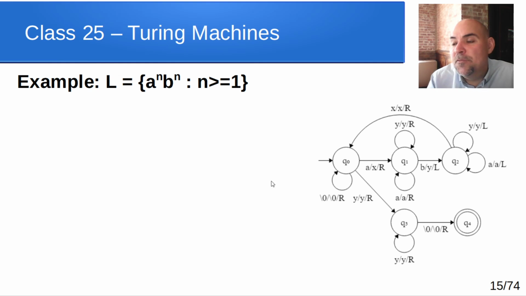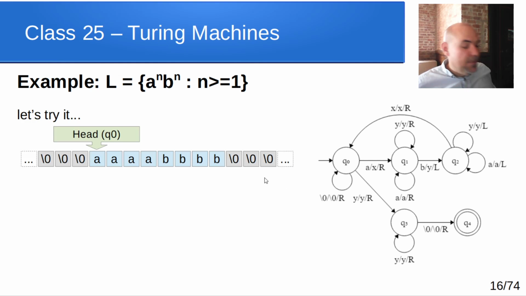All right, let's trace through this with an example string. Here's an example string, 4 A's followed by 4 B's. The head starts out over that leftmost symbol, and the rest of these are empty tape. What's the first action we would take here? We start in Q0, and I'm representing what state I'm in here in parentheses. I'm starting in Q0, I see an A that I read, so I take the transition labeled A. What do I do? I write an X and move 1 to the right.